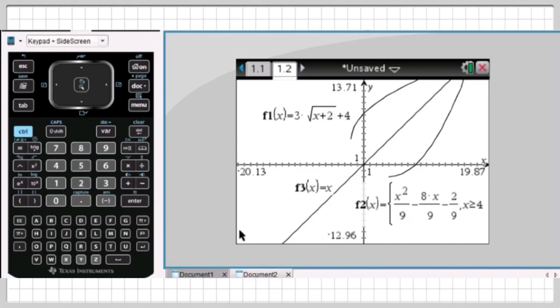Aren't they amazing? Aren't they beautiful? So we've got the original in here, the square rooty thing, and we've got the inverse here, the quadratic-y thing. Isn't that marvellous? So we'll leave it at that, and we'll see you soon.